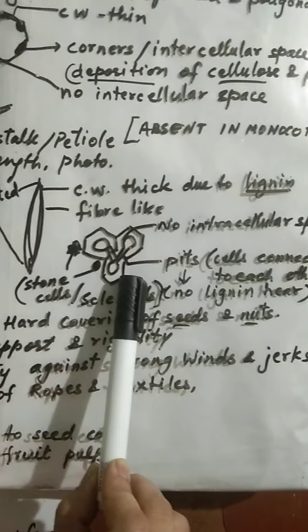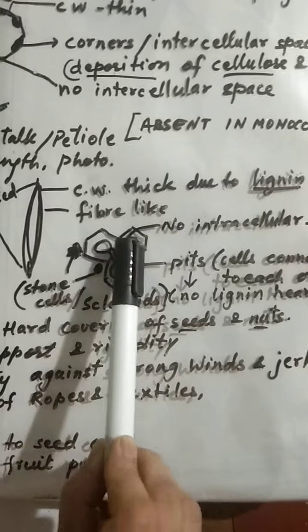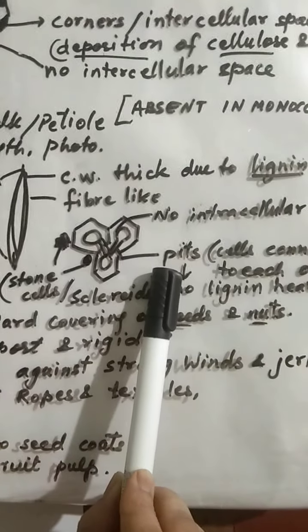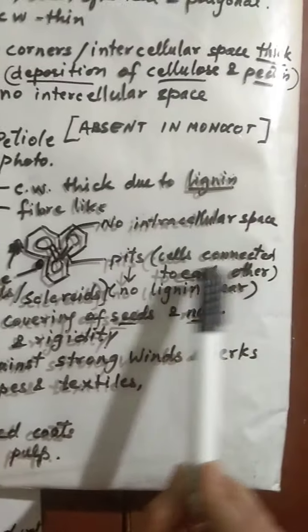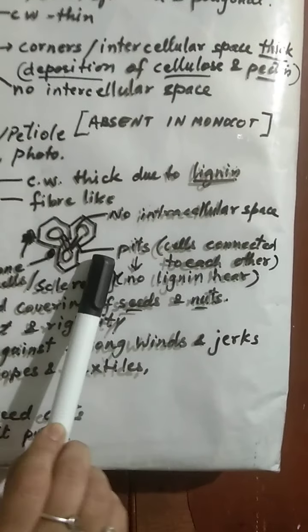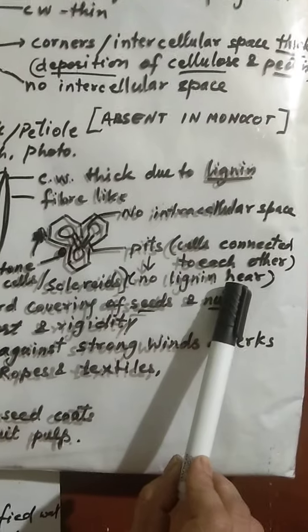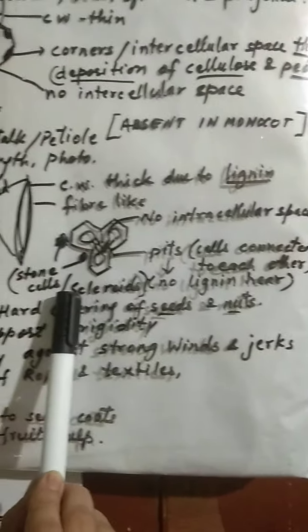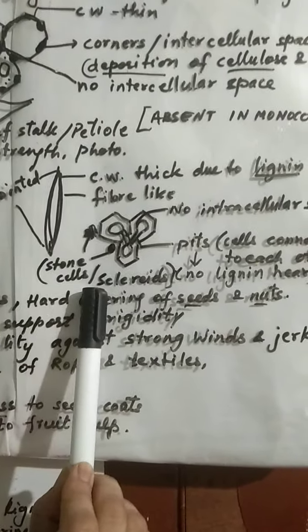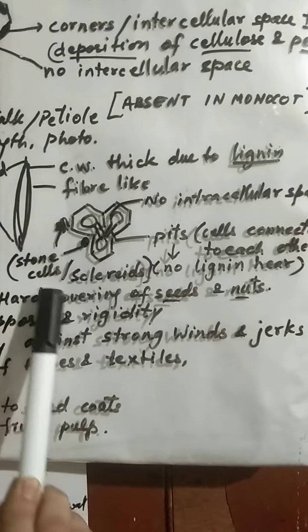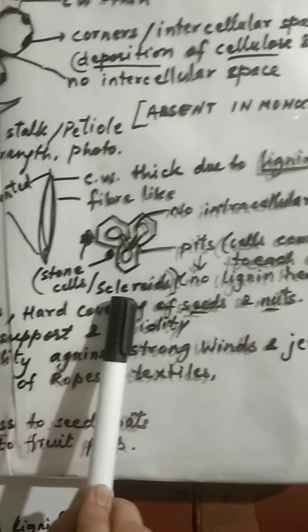They have pits. As you can see, the connection between them is called pits. The cells connected to each other form a pit where there is no lignin deposition. These sclerenchyma also have some stone cells. They are called sclereids. Where is this sclerenchyma located?